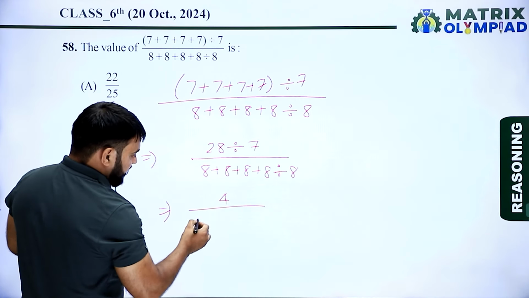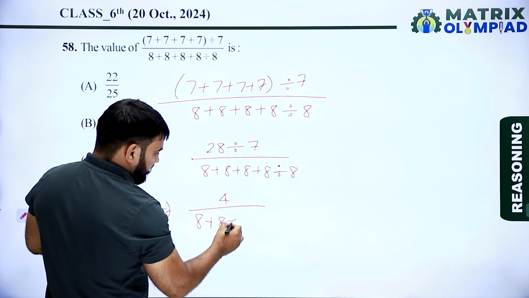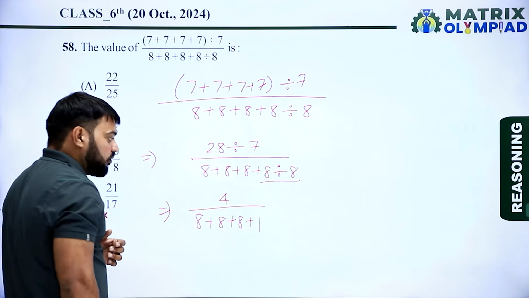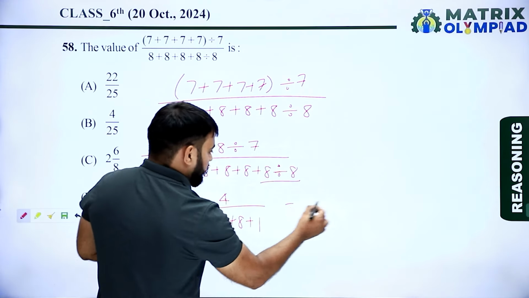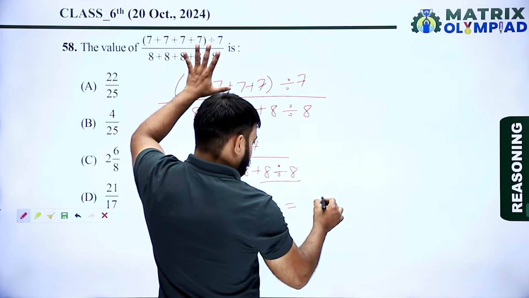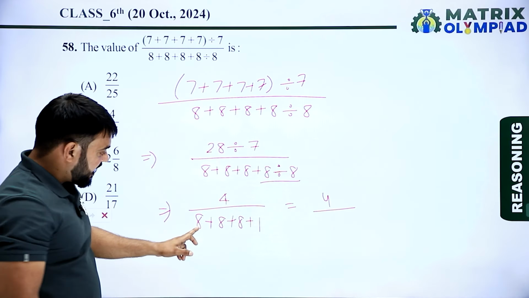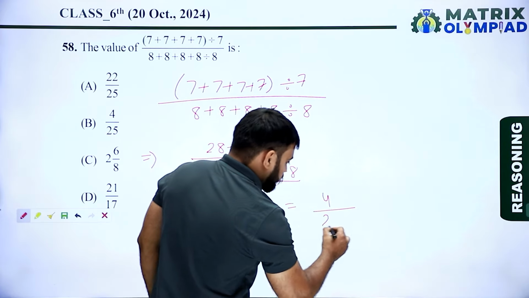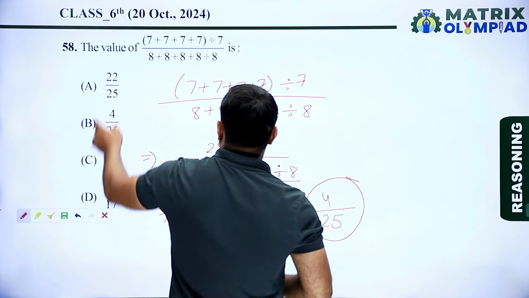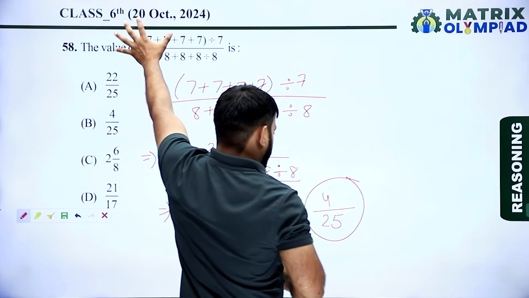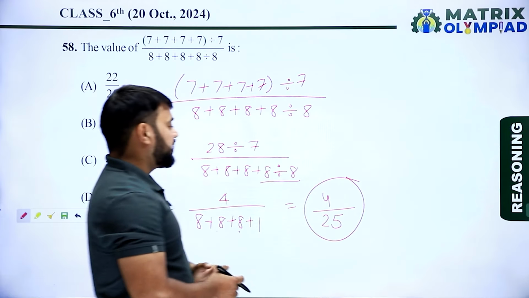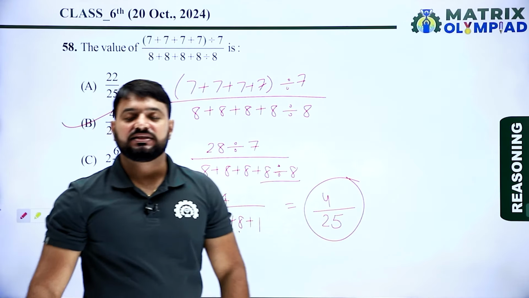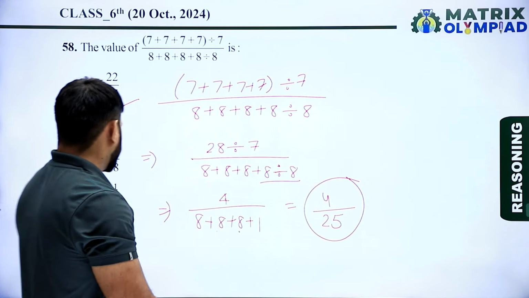4 divided by 8 plus 8 plus 8. Now 8 divided by 8 means 1, so plus 1. So 8 plus 8 plus 8 means 24, plus 1 means 25. So the value of the given equation is 4 upon 25. So now here option B is the correct answer of this question.